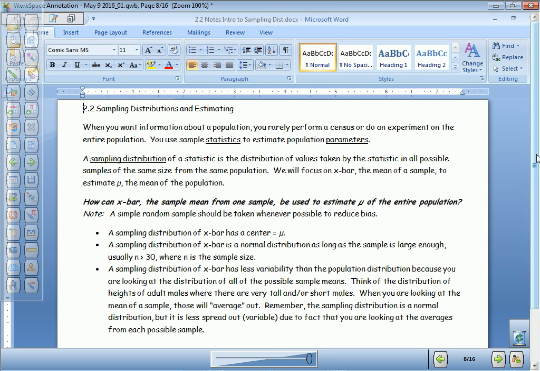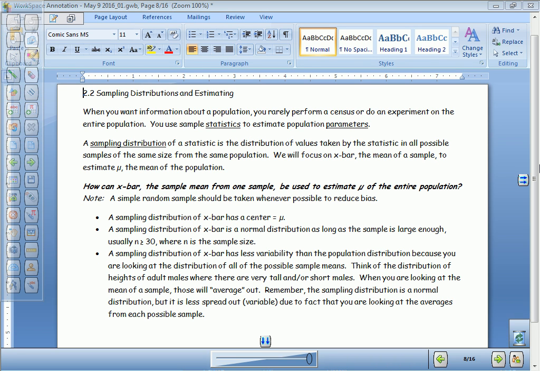If you pick up your little half sheet on your notes, it says when you want information about a population, you rarely perform a census. We've talked about that time and time again. We will use sample statistics to estimate our population parameters.